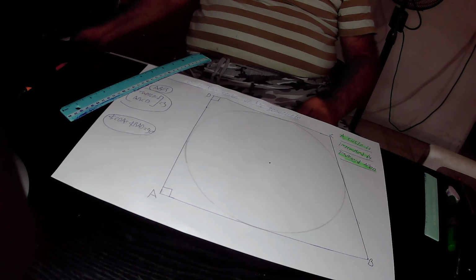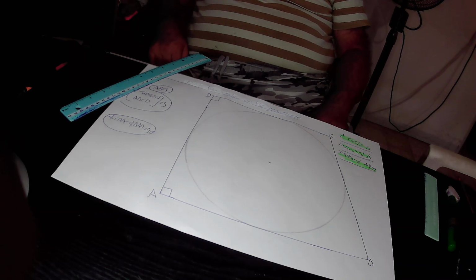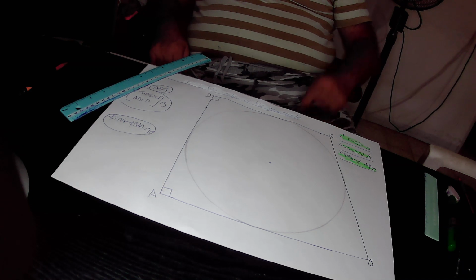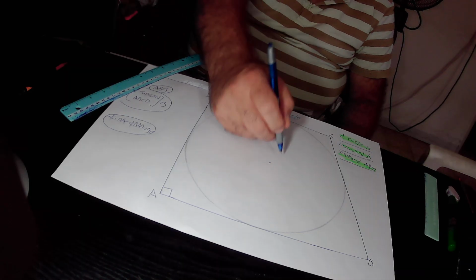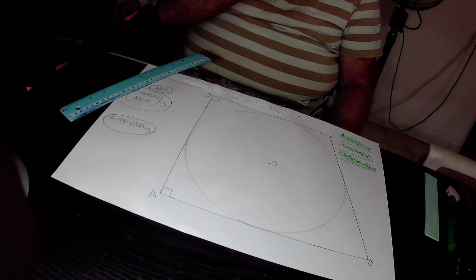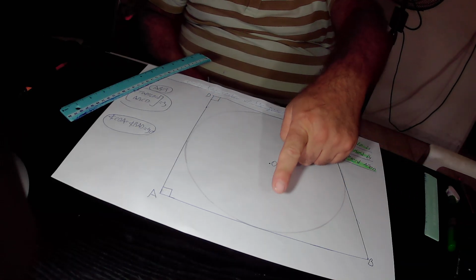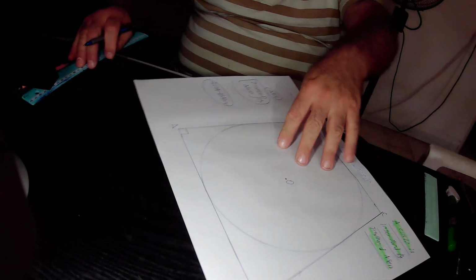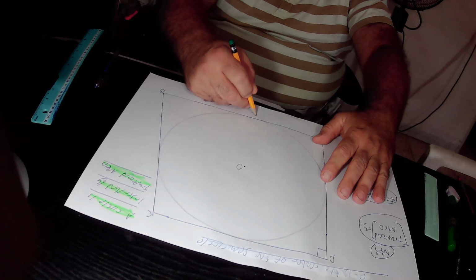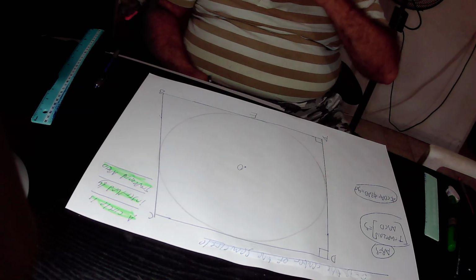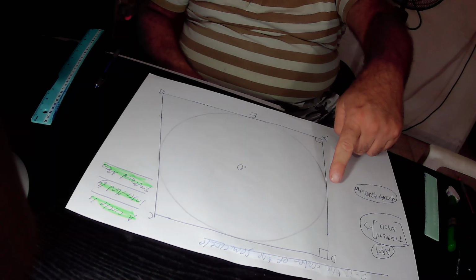So, in the first step, we'll define the relevant points to this question with letters. We'll define the center of this circle, this point is point O. Likewise, we define the point of tangency of tangent AB with this circle, this point is point E.